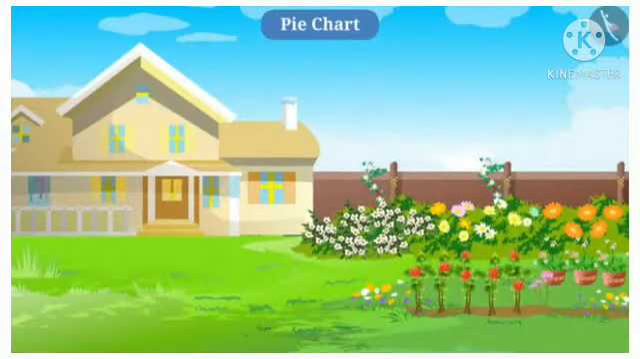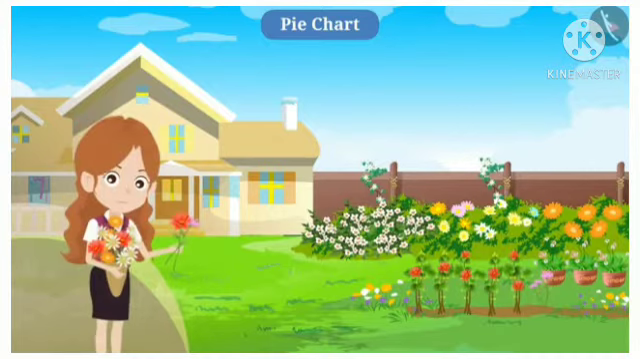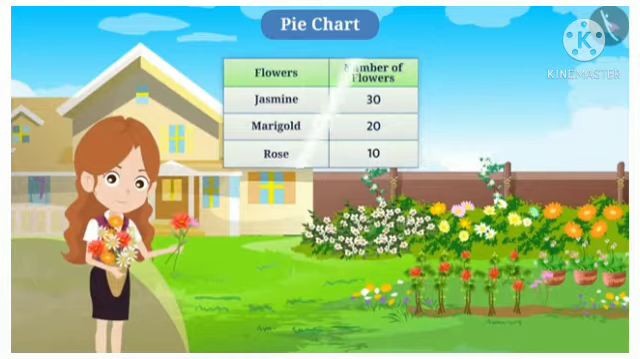Let us understand pie charts with an interesting example. Meena has planted some flower plants in the courtyard of her house. Every day she collects flowers. Today she has collected jasmine, marigold and rose flowers. Their number are as follows. Let's represent this information in an interesting way.